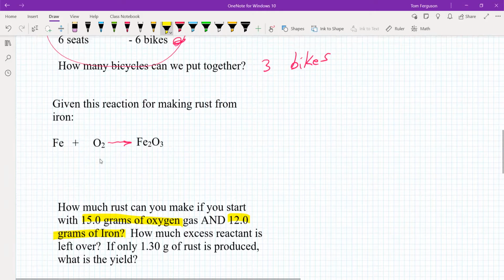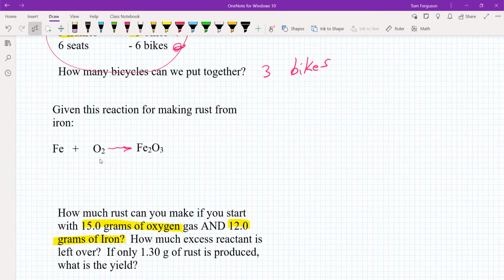Okay, so step number 1 is balance the equation. Is the equation balanced? No, it is not. Let's see, we have 2 irons here, 2 irons there. We have 3 oxygens here. If we have 3/2 there, that will give us 3 oxygens. Okay, we need to clear the fractions. That means multiply everything by 2. So that's going to make this 4, that 3, and that 2.